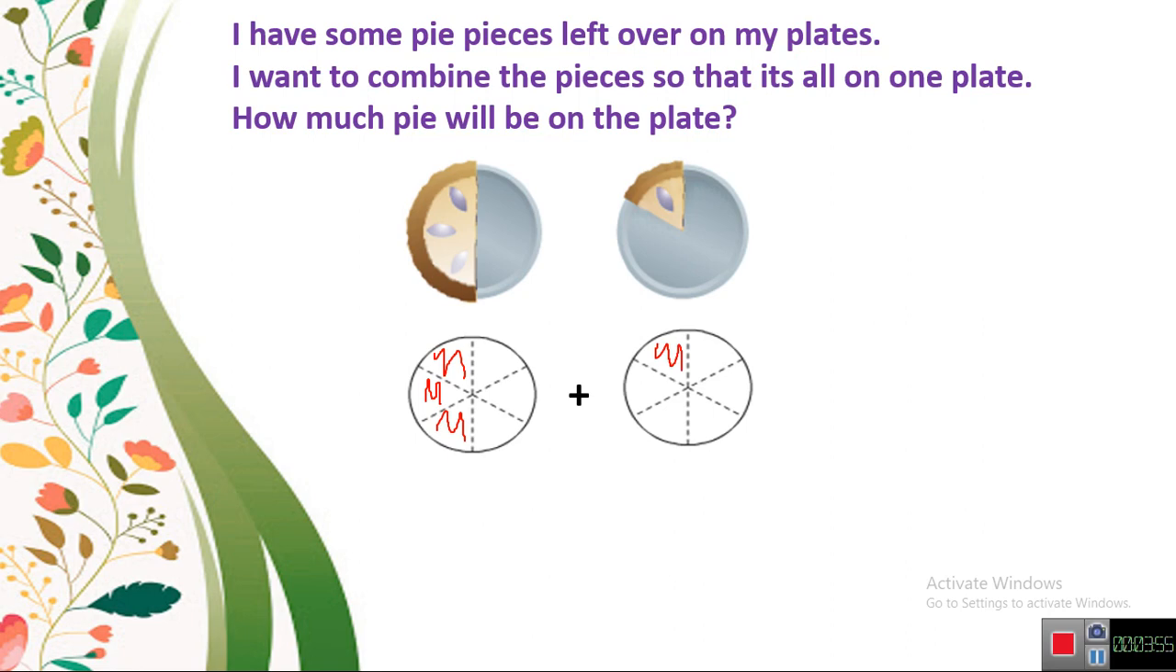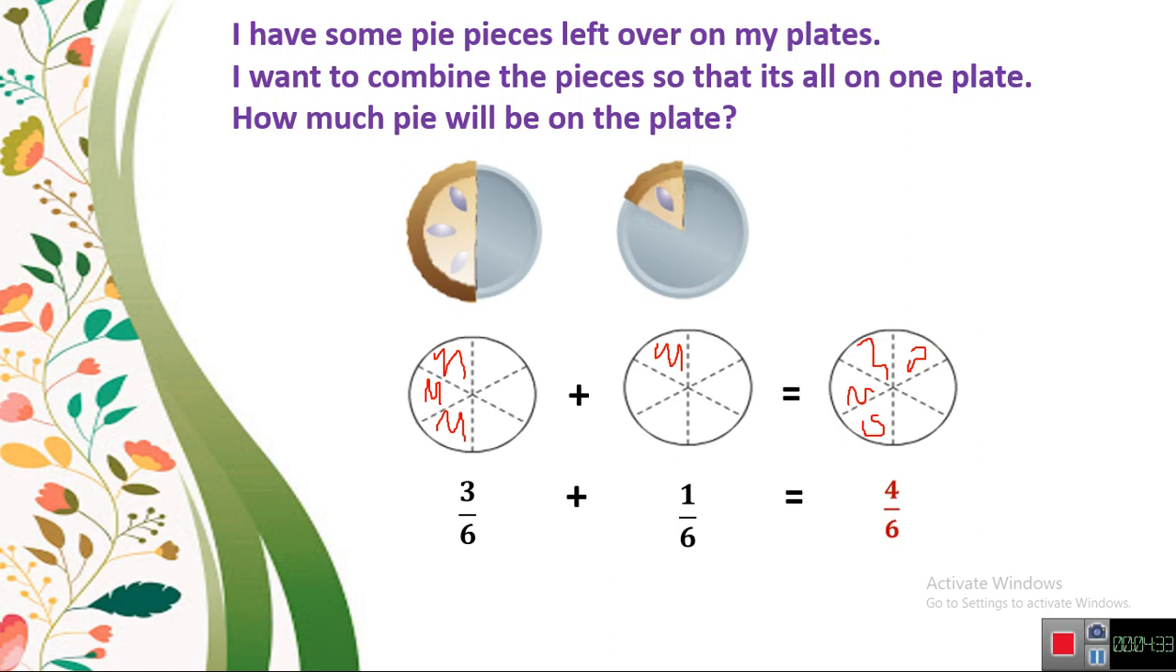Now, what do you think your next model would look like when you add these number of pieces? Yes, you're right. When you add them up, you're going to get 1, 2, 3, and 4 pieces in all, which I will shade this way: 2, 3, and 4. Am I right? Now, how about writing them as fractions? I would say this is 3/6 plus 1/6 would give me 4/6. You're right. You got it now.